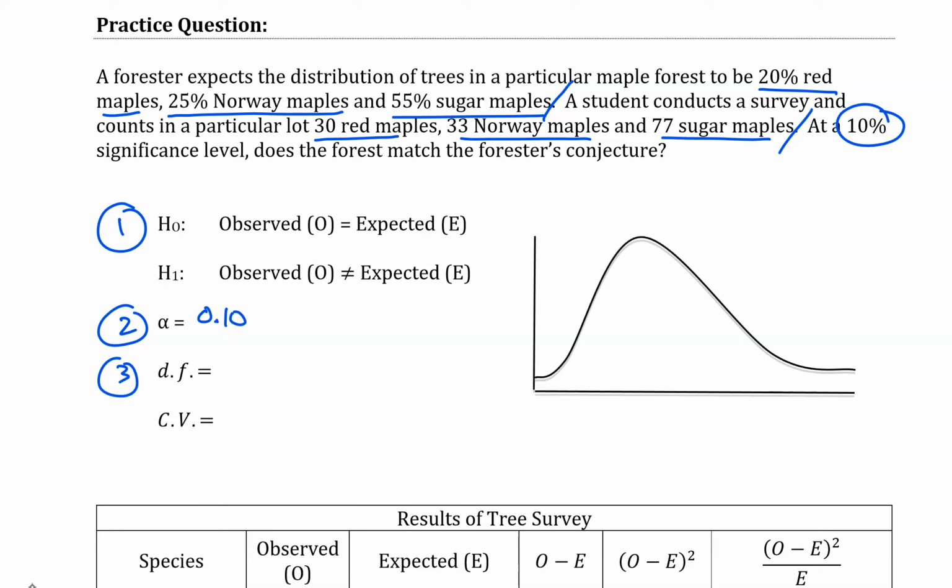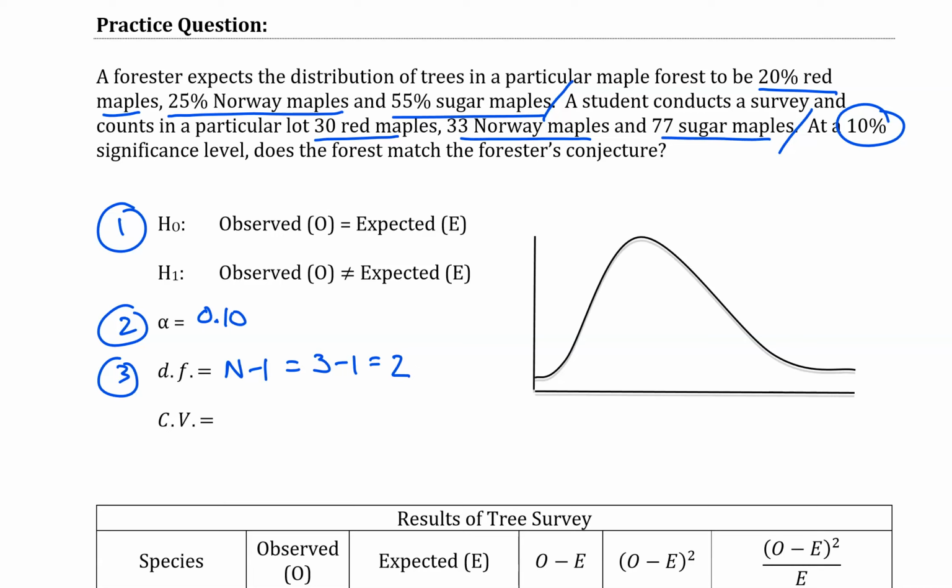Degrees of freedom, remember, is capital N minus 1, where N is the number of categories that you break things down into. So when I read through the question, you can see that we basically have those 3 categories: red maple, Norway maple, and sugar maple. So I'm going to say 3 minus 1 is 2 degrees of freedom. Okay, so at 2 degrees of freedom, now we're going to go look that up in our table.